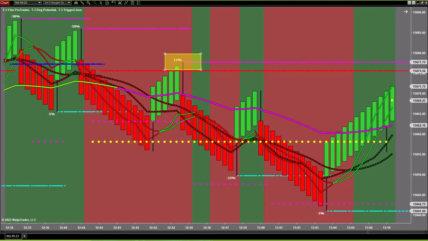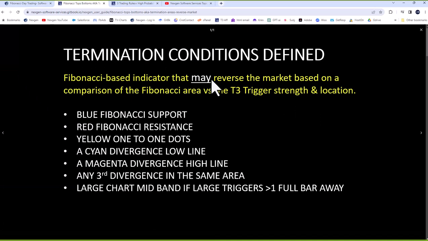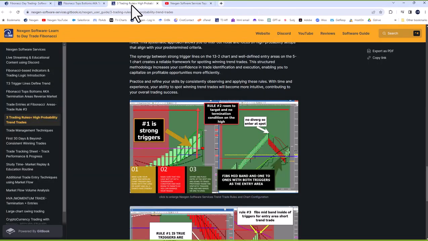So when we look at it, when you're defining termination conditions, these are the areas that you no longer want to trade into. Does that make sense? Hopefully. We're going to talk about the actual trades.